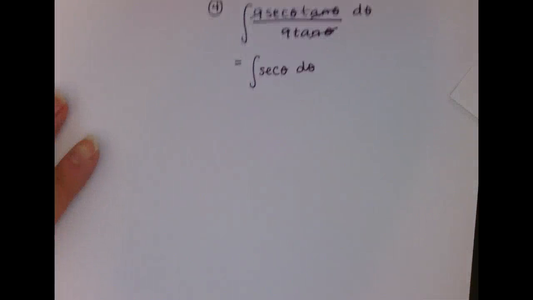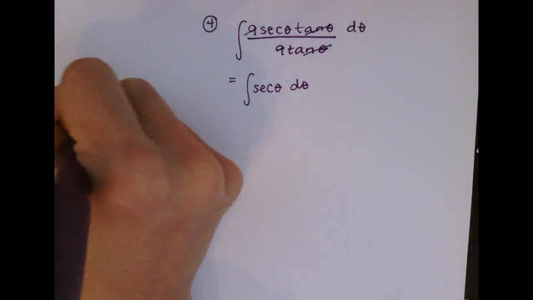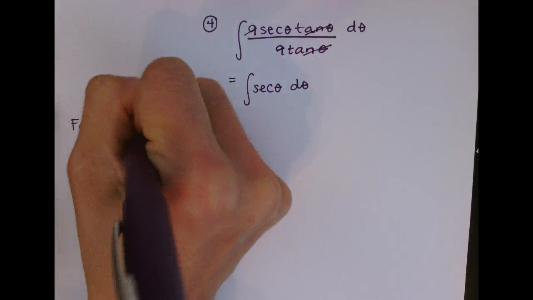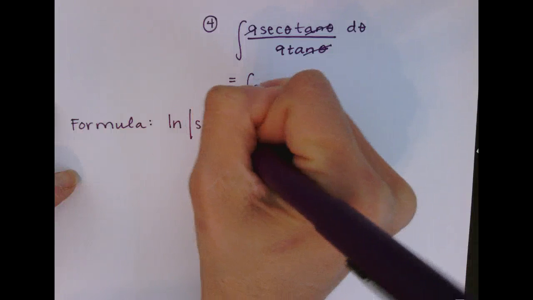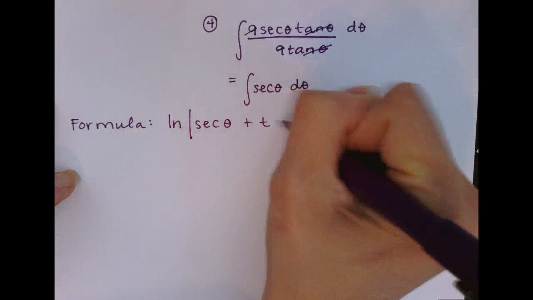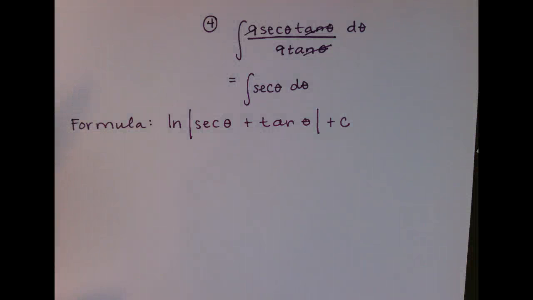Alright. Finding its antiderivative goes back to that formula once again, which is going to be the natural log of the secant of theta plus the tangent of theta, and because it's an indefinite integral, plus c.